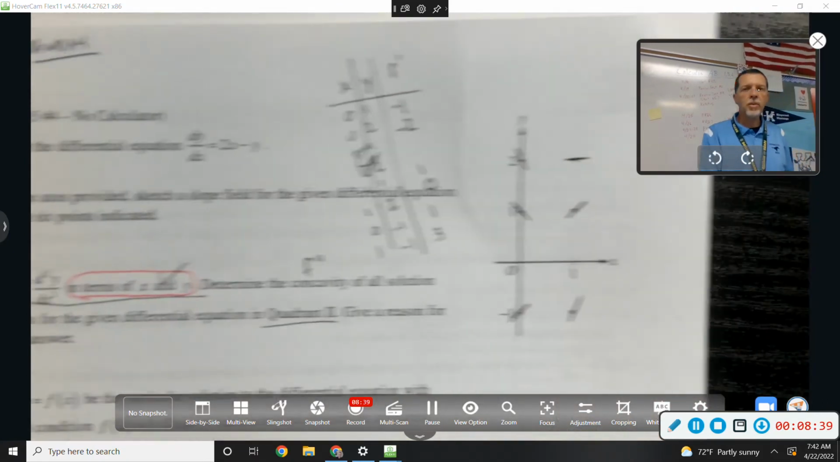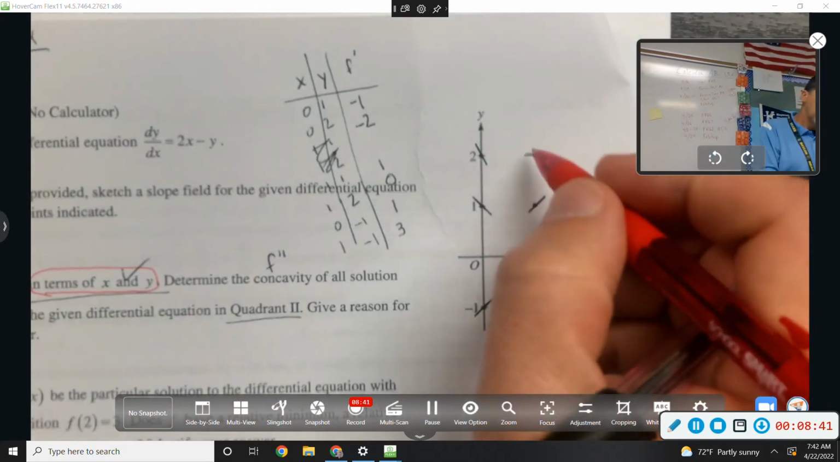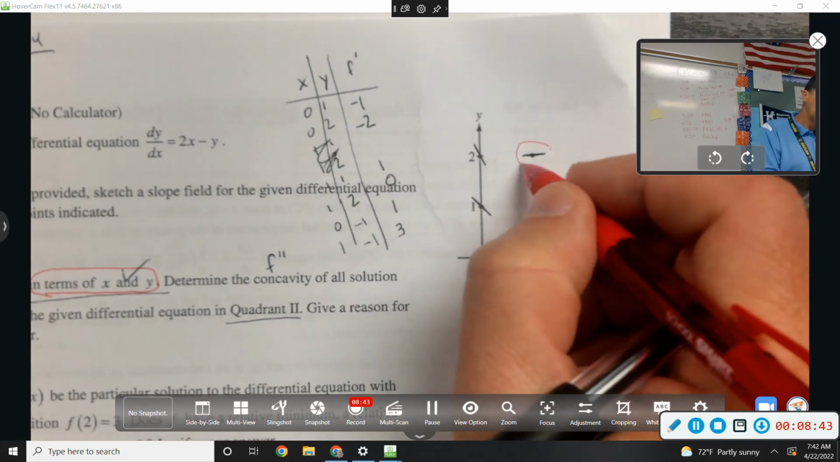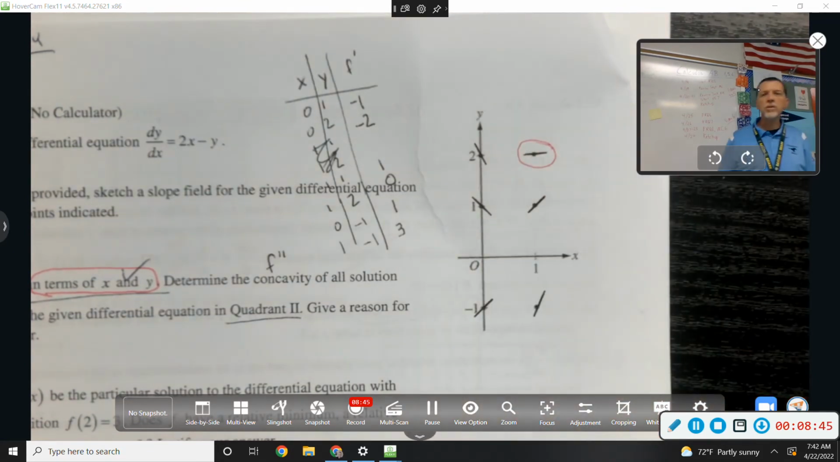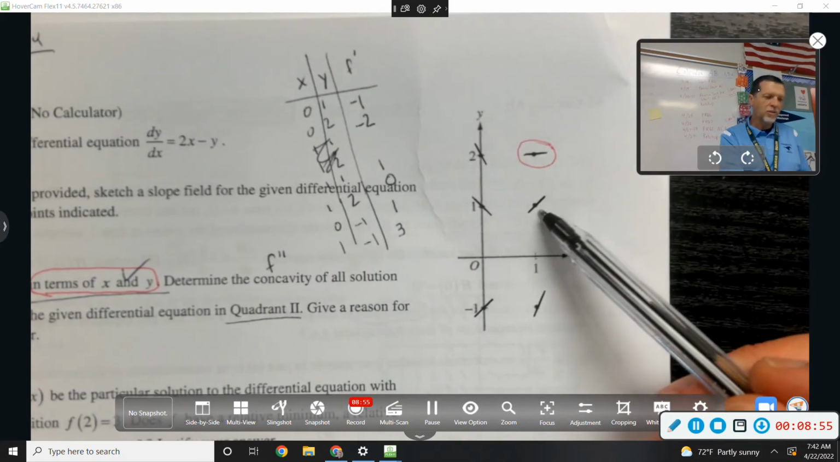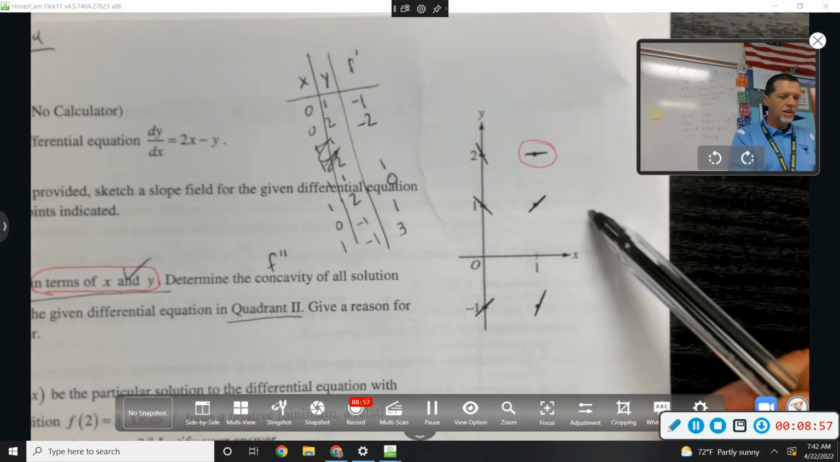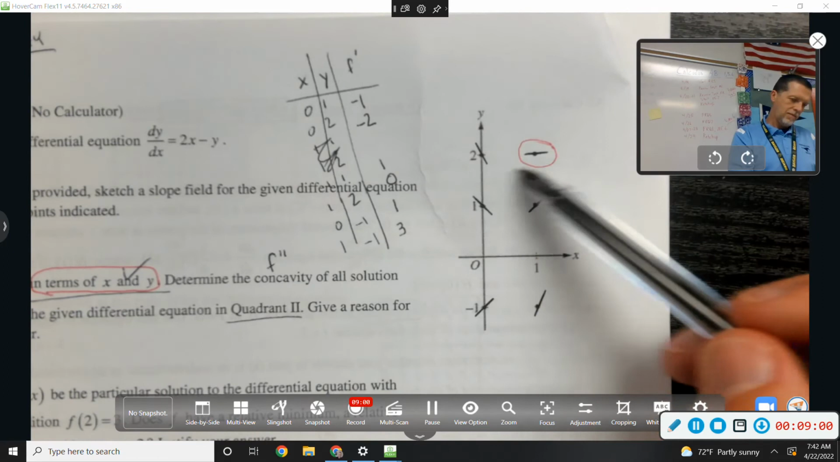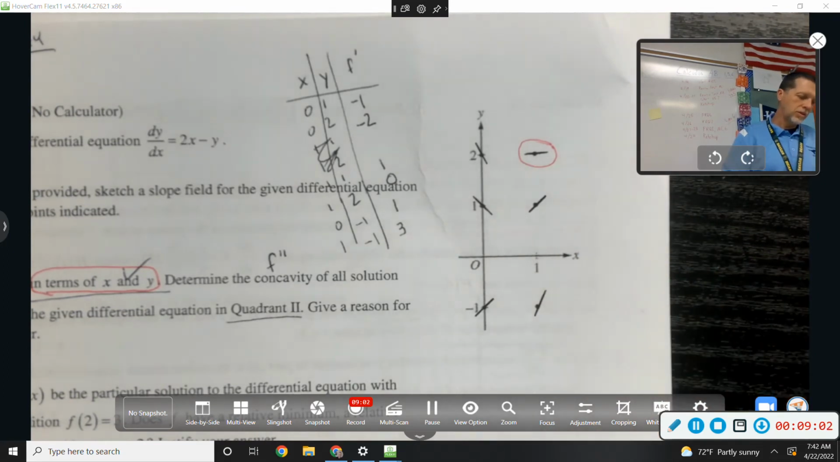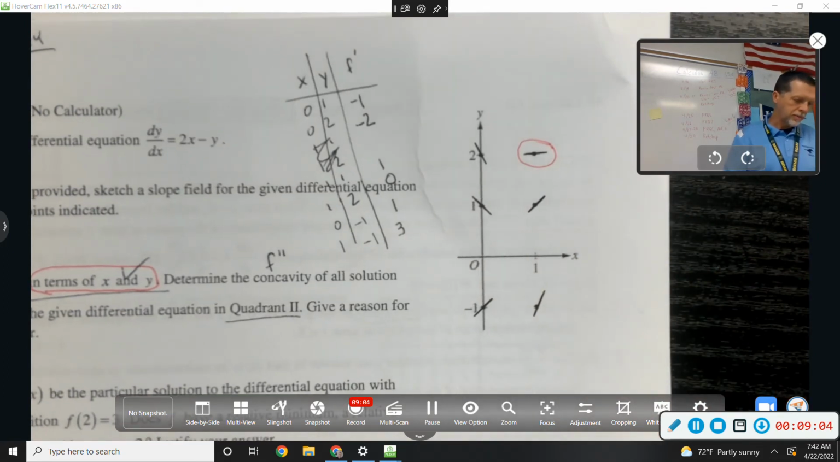Looking back at the picture, I'm surprised they didn't ask about 1, 2, because that's a flat spot. Then you'd have to figure out, is it concave up there or concave down there? You can't really tell by the picture, because if you look at this spot, it might be concave down. If you look at that, it might be concave up. So who knows? But it didn't ask about that spot.